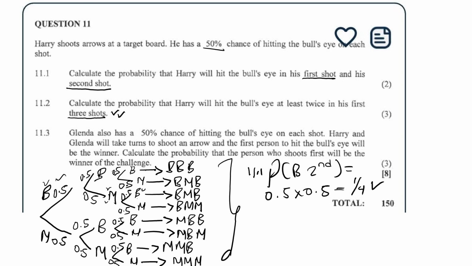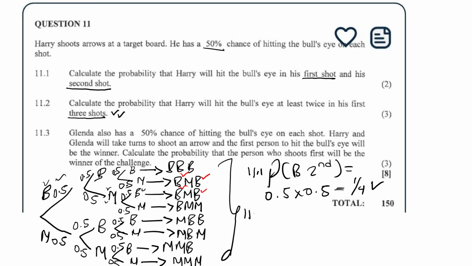So now the probability that he will hit the bullseye in his first shot and second shot is B, so like he will hit the bullseye twice, B and B. Therefore it is 0.5 multiplied by 0.5, which is 1/4.